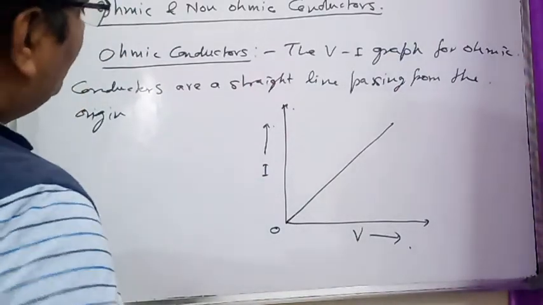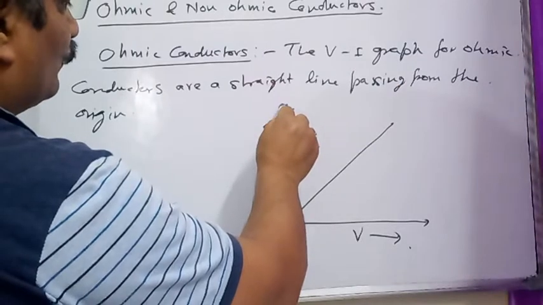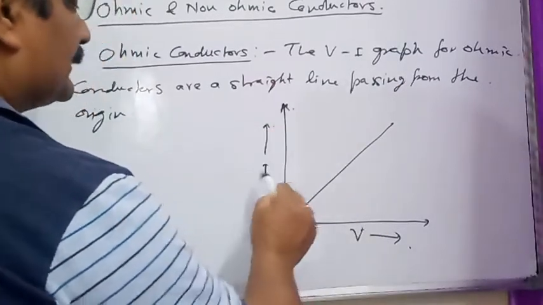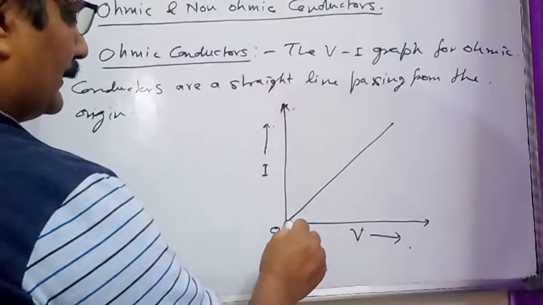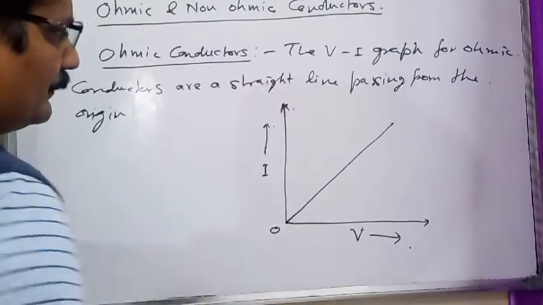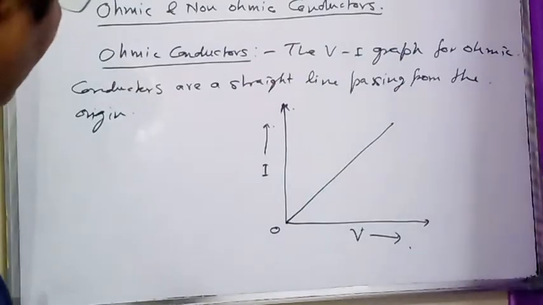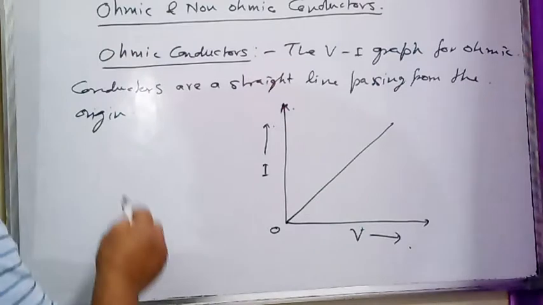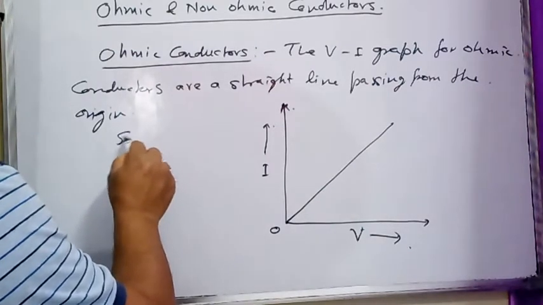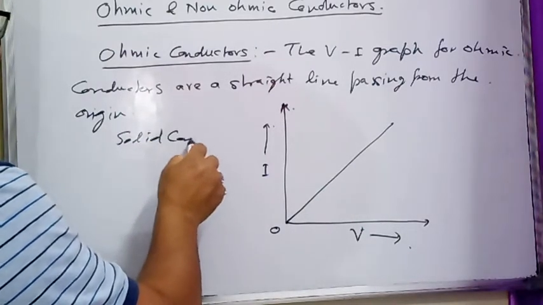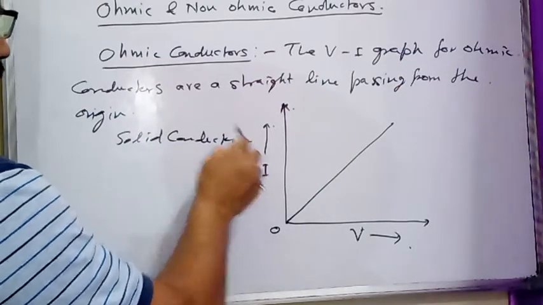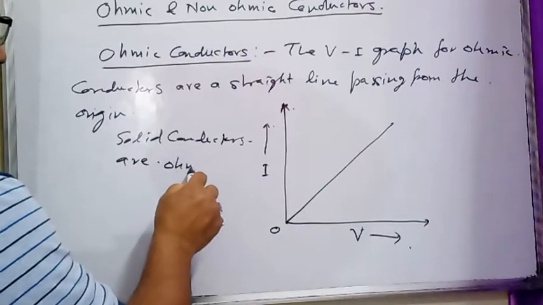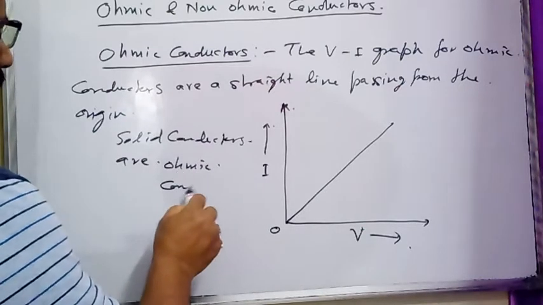So ohmic conductors are basically conductors whose VI graph, means potential difference versus current graph, is a straight line and this graph is passing through the origin. Such type of conductors or circuits are called ohmic circuits. So basically metal conductors or solid conductors are the examples of ohmic conductors.